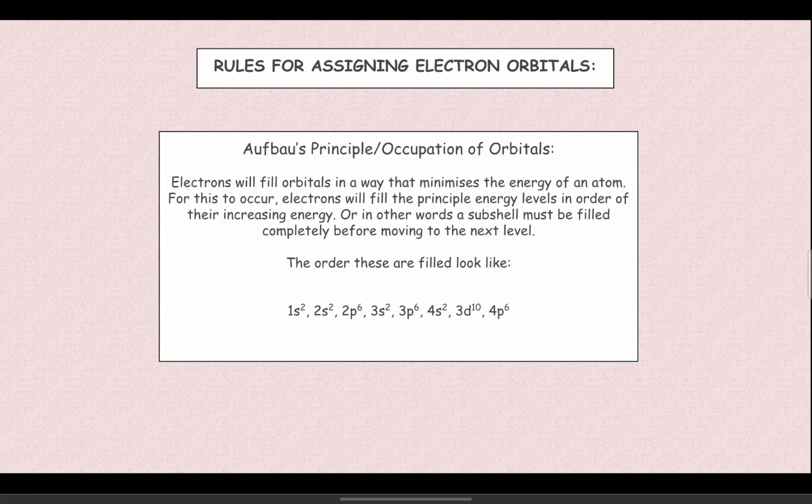And this is basically electrons will fill orbitals in a way that minimizes the energy of an atom. For this to occur, electrons will fill the principal energy levels in order of their increasing energy, which simply just means it goes 1, then 2, then 3, then 4. Or in other words, a subshell must be filled completely before moving to the next level. So yeah, you got to fill the 1s2 before you go to the 2s2, you got to do the 2s2 before the 2p, and so on. And that correct order looks like this.